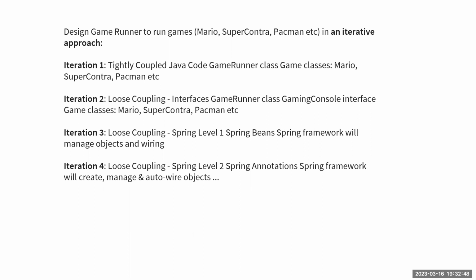In the second iteration, we are going to learn how to make this game runner and everything loosely coupled. Till iteration 2, we are not introducing any Spring related things, but from iteration 3, we are going to learn the first level of Spring Beans, how they are going to help us with objects, object wiring and all. And when it comes to iteration 4, let Spring take care of everything, and we will utilize most of the Spring features, and make it a very simple way to complete this program in very limited steps.